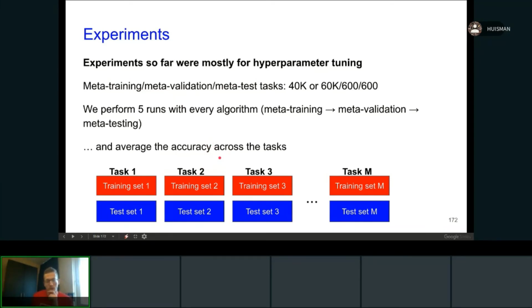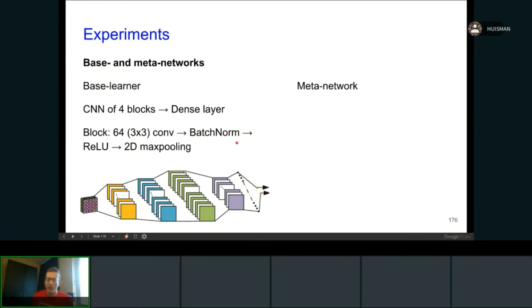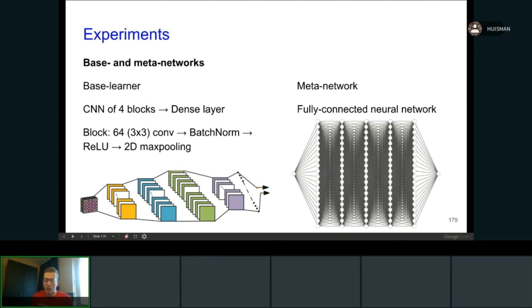So the base learner that we use is a convolutional neural network of 4 blocks, followed by a dense layer. Every block looks as follows. This is not too important right now. And as meta network, we do something special, and that is that we use the best found configuration on the sine wave regression problem. So whereas normally you would perform additional hyperparameter tuning on the problem that you are addressing, we do not do this. So we simply selected the best configuration of this meta network on sine wave regression, and now really apply this to image classification. Okay, so our meta network, as you have seen before, consists of 5 hidden layers with 20 nodes per hidden layer. And these are the results on mini ImageNet.